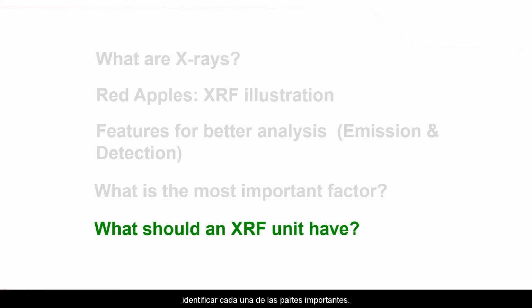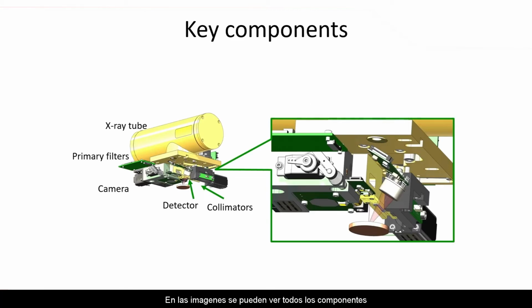Let's look at the following image to identify each of these critical parts. In the images, you can see all of the key components that you must have. There's the X-ray tube, which provides the light source. There's a collimator that controls the size of that X-ray beam. The filter controls the brightness of this source. And the detector allows you to see the different energy levels better with minimal interference. And the camera allows you to align your image with the detector and record the image.